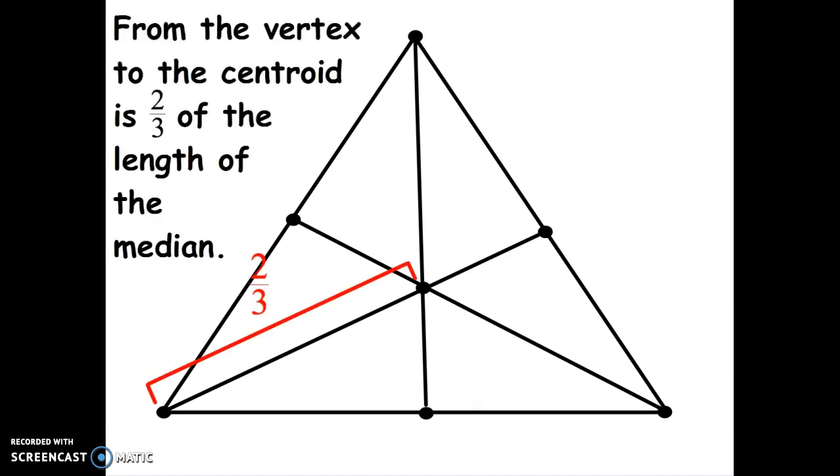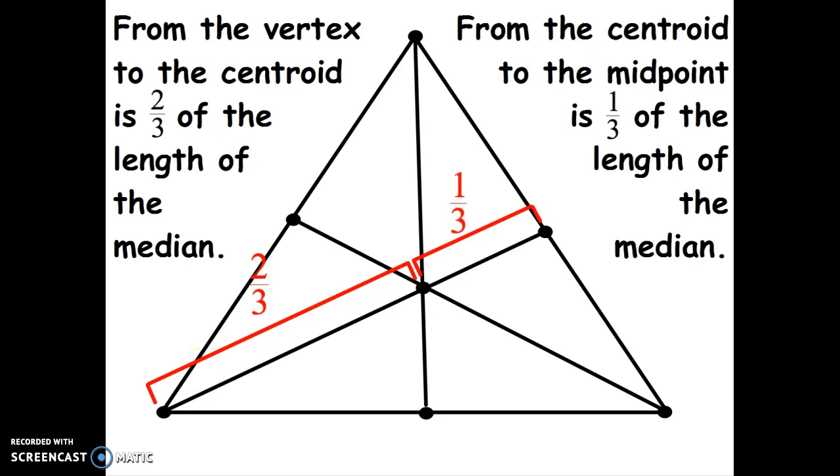From the vertex to the centroid is 2/3 of the length of the median. And from the centroid to the midpoint is 1/3 of the length of the median. To make it easier to see visually, we just start out by breaking that median up into 3 sections, 3 1/3.